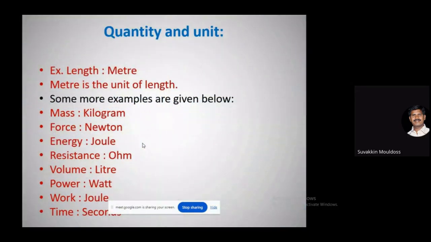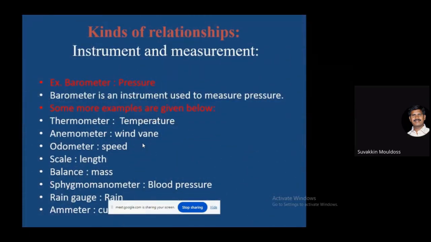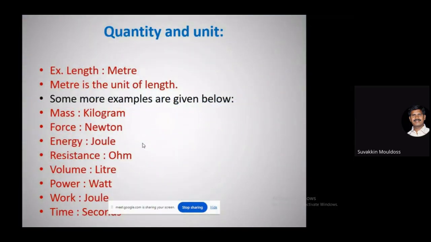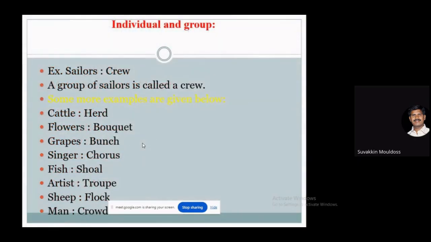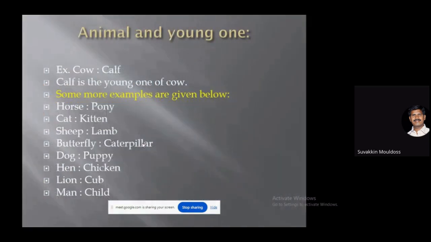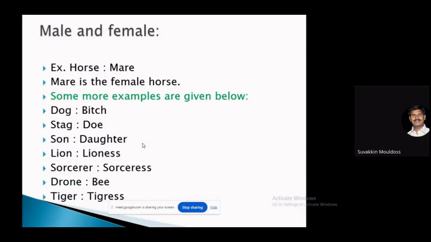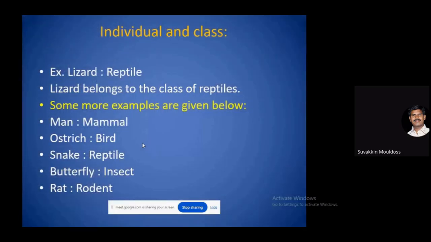So these are some of the examples. Some things are known by you and some are unknown, but anyway we have to know quantity and unit. These are science related. Vocabularies that we should know: individual and group, which everybody knows. Then animal and young one: cow, calf, horse, pony, cat, kitten, sheep, lamb, butterfly, caterpillar. We should know all this vocabulary, which will be helpful for finding the answers in the reasoning part.